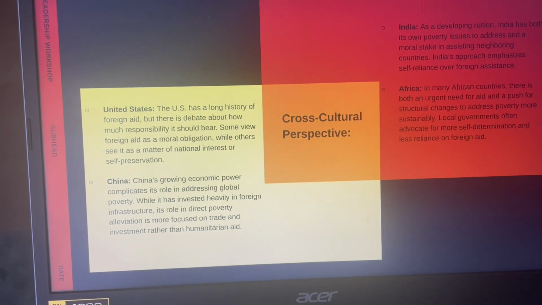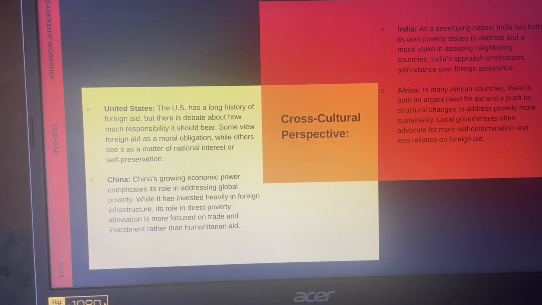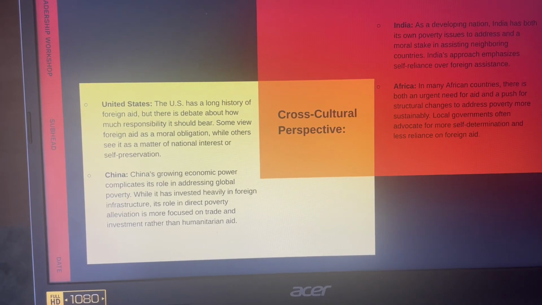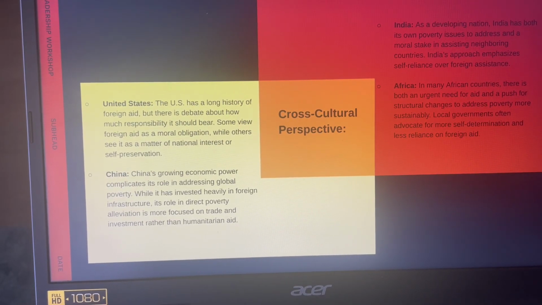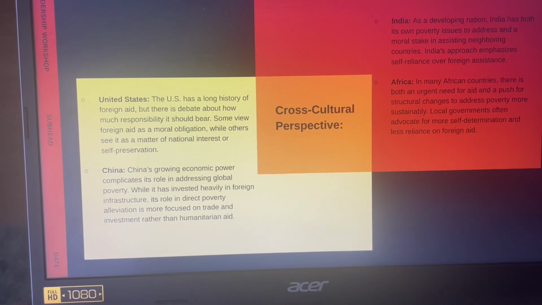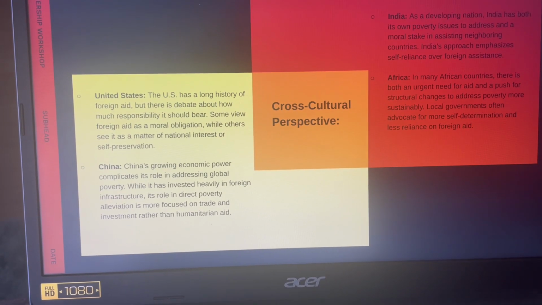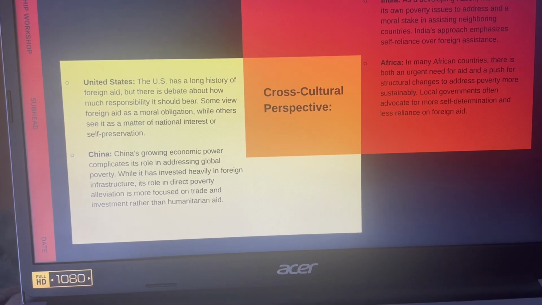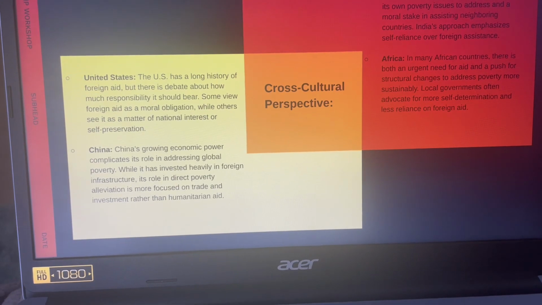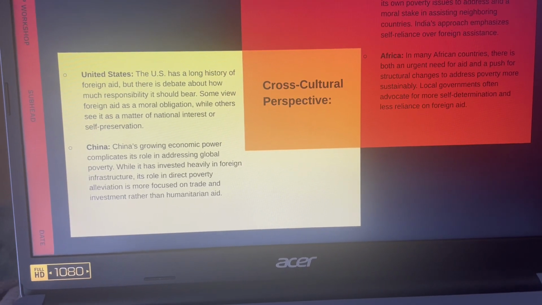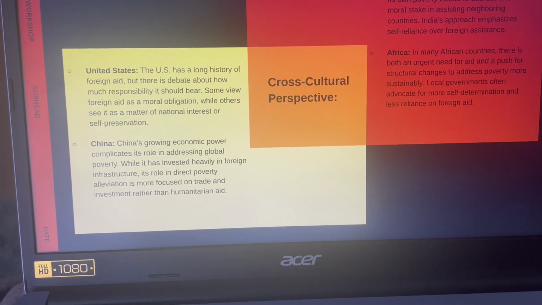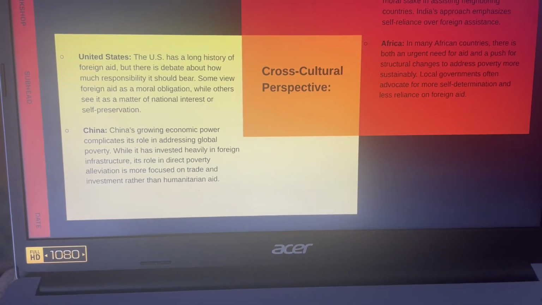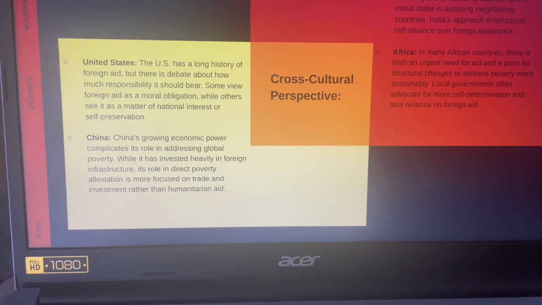In the United States, the U.S. has a long history of foreign aid, but there is a debate about how much responsibility it should bear. Some see foreign aid as a moral obligation, while others see it as a matter of national interest or self-preservation. China's growth and economic power complicate its role in addressing global poverty. While it has invested heavily in foreign infrastructure, its role in direct poverty alleviation is more focused on trade and investment rather than humanitarian aid.